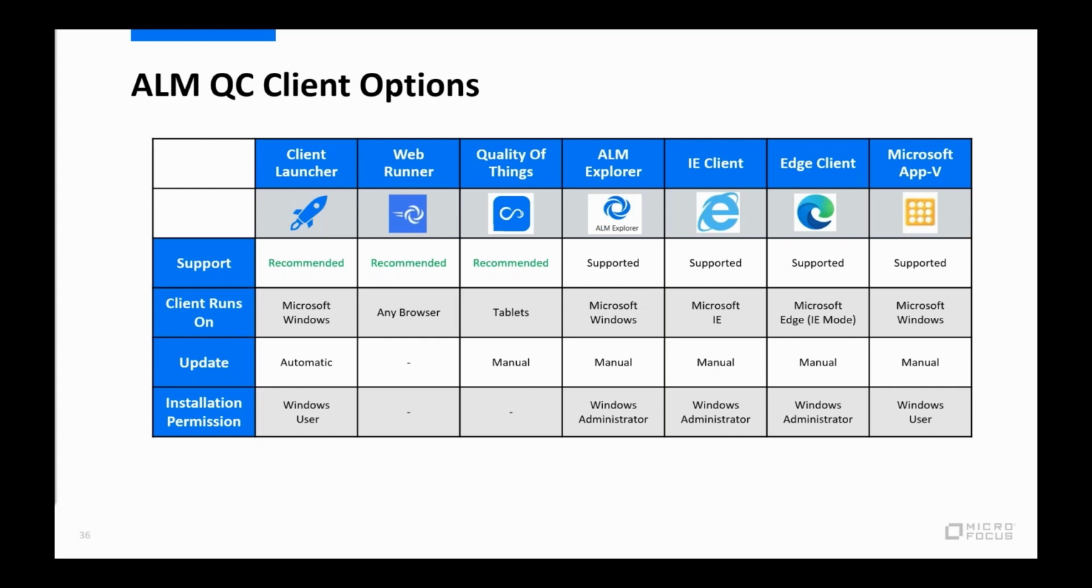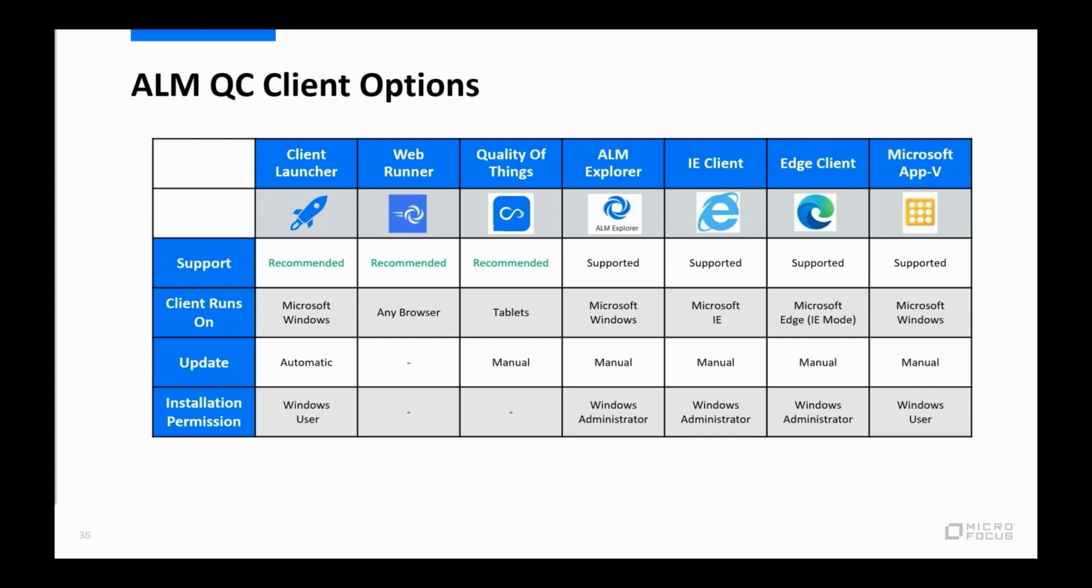The next option is Quality of Things. So if there is a requirement to run any tests offline, then this is the tool to go for. It can be downloaded from Marketplace, wherein the users can select the test that they want to run offline. So these tests get downloaded, they can go offline, run these tests, and go online and upload the results into ALM.